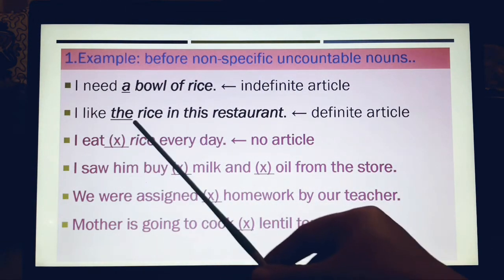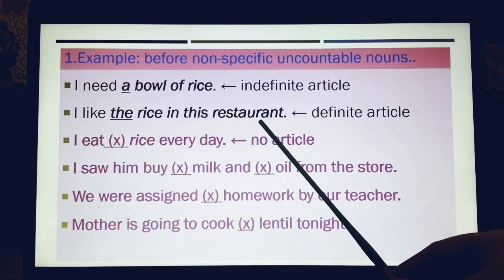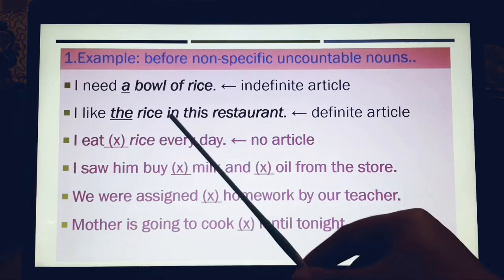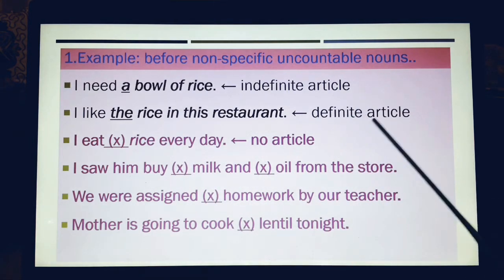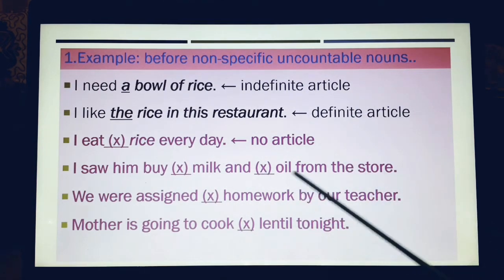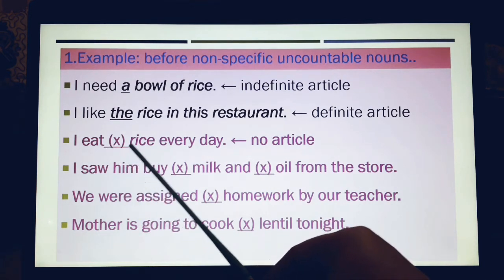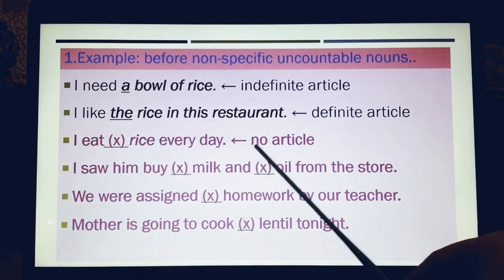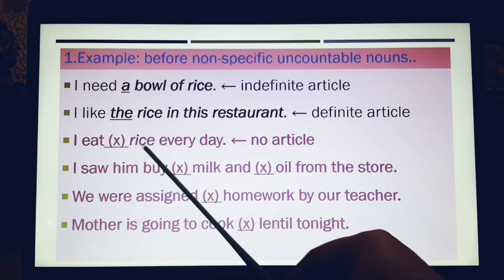And in the second example, I like the rice in this restaurant. That means what? I do not like any rice. I like the rice of this restaurant. That is why we are using the definite article. So here below you see, I eat rice every day. Here we use no article, the cross mark, because rice here is an uncountable noun.